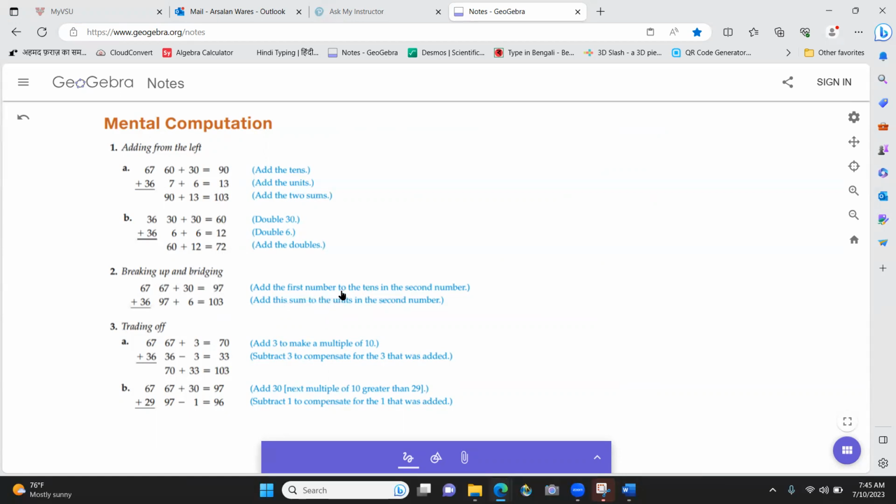Add the first number of the tens to the second number. Okay. So the question is 67 plus 36. Okay. 36 is 30 plus 6. So add 30 to 67, you're going to get 97. And don't forget the 6. 97 plus 6 is 103. They're calling it breaking up and bridging.